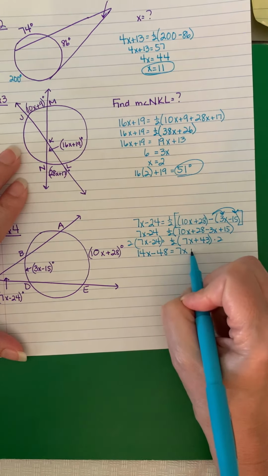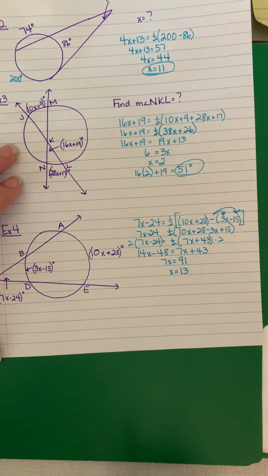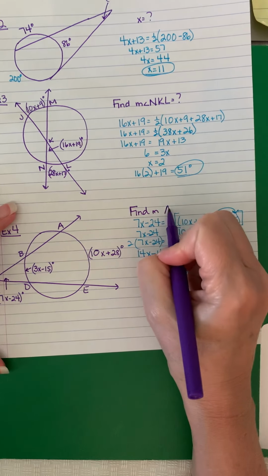I am going to subtract 7x from both sides. I'm going to add 48 to both sides, divide both sides by 7, and x will equal 13. Then, I forgot to write what we're solving for here. Here, I want you to find the measure of arc AE.